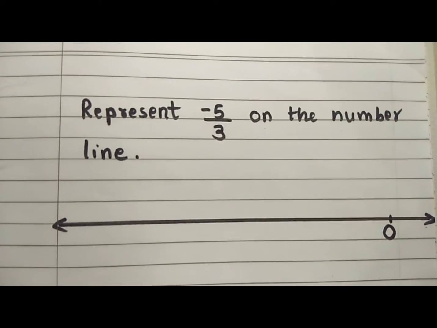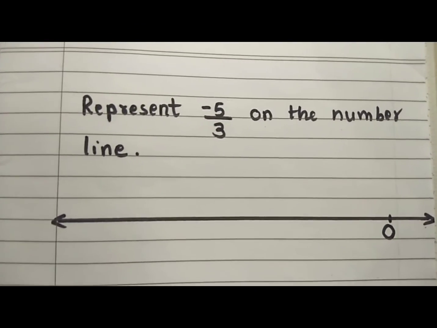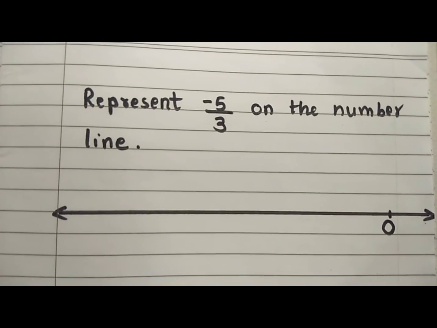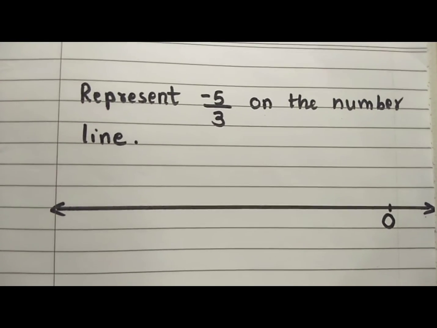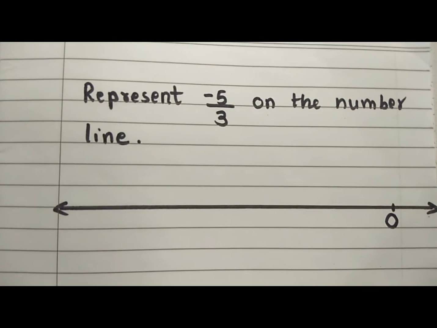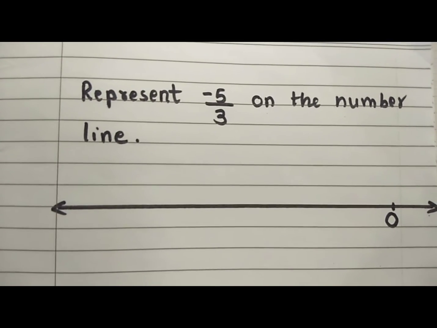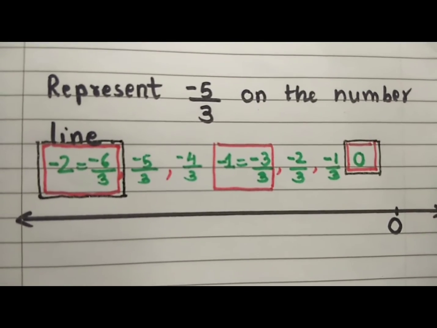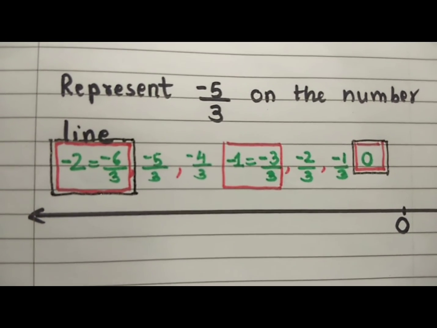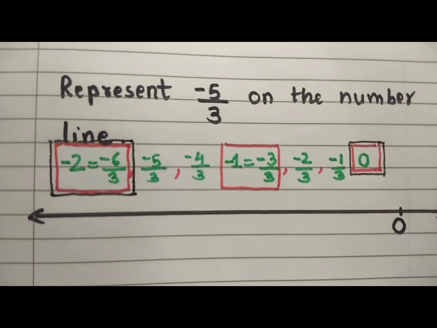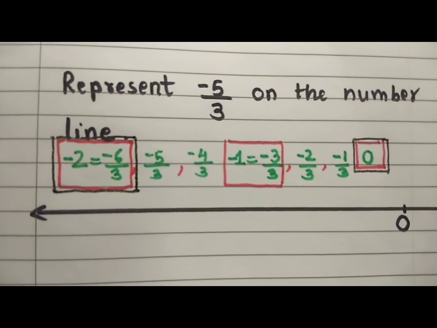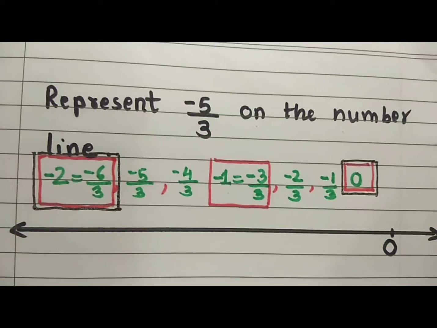So now we will learn how to represent -5 upon 3 on the number line. This is a negative number, so it will come to the left hand side of the 0. As you can see, the denominator is 3, so each unit will be divided into 3 equal parts. So here we'll start with 0 and then -1 upon 3, -2 upon 3, -3 upon 3. -3 upon 3 is equal to -1.